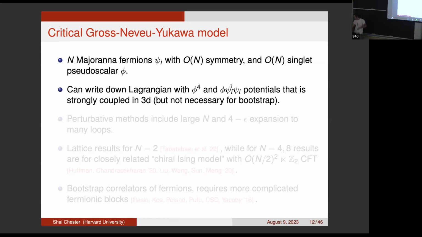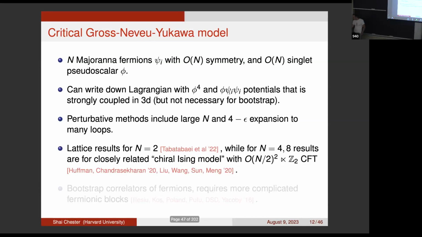You can write down some Lagrangian. It has a phi to the 4 term, and it has a Yukawa term coupling the scalar to the two fermions. Just like in the O(N) Wilson-Fisher model, this theory is strongly coupled in 3D, whereas it would be a free theory in 4D. So you could study it using the same asymptotic perturbative expansions: large N, 4 minus epsilon, many loops. I think these methods work a little worse in this fermionic theory than in the critical Wilson-Fisher model, so there's a stronger reason to want to use the bootstrap.